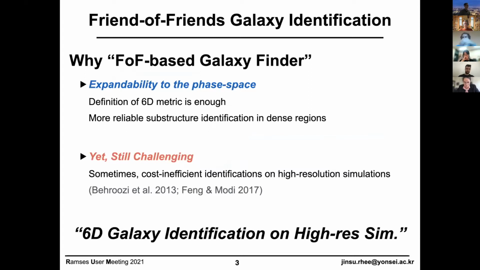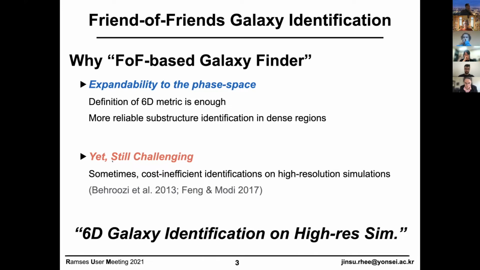In this work, we focus on the friend-of-friend galaxy finder. The most important reason why we target the friend-of-friend galaxy finder is that it has expandability to higher dimensions such as phase space. Many galaxy finding codes are limited to using positions of particles only, and it's more and more required to use the velocity space of particles as well to find reliable substructures within high-density regions. To expand to phase space, an FOF algorithm only requires the definition of a metric in 6 dimensions, so the phase space information of particles can be readily considered.